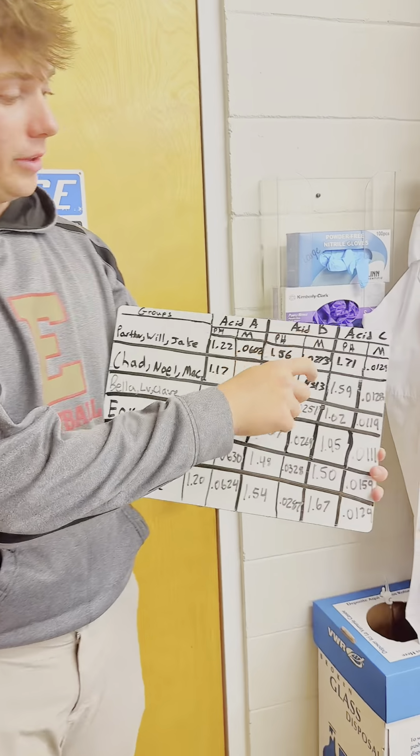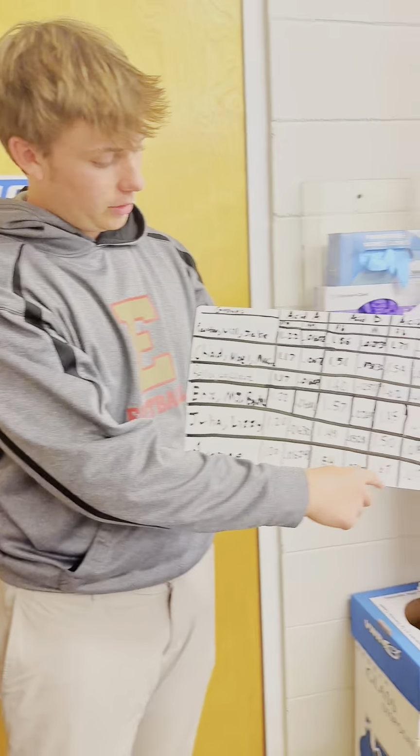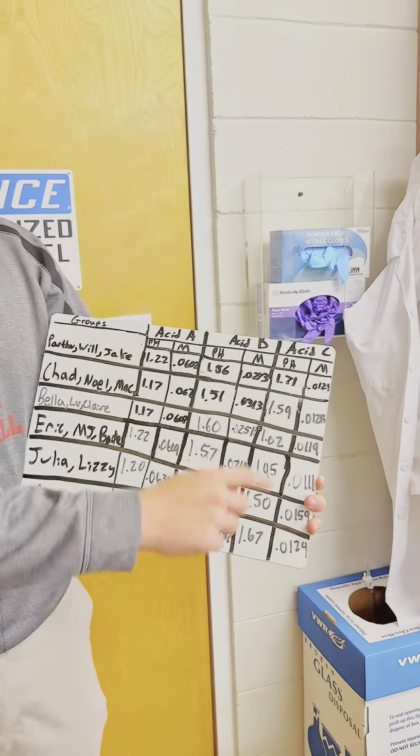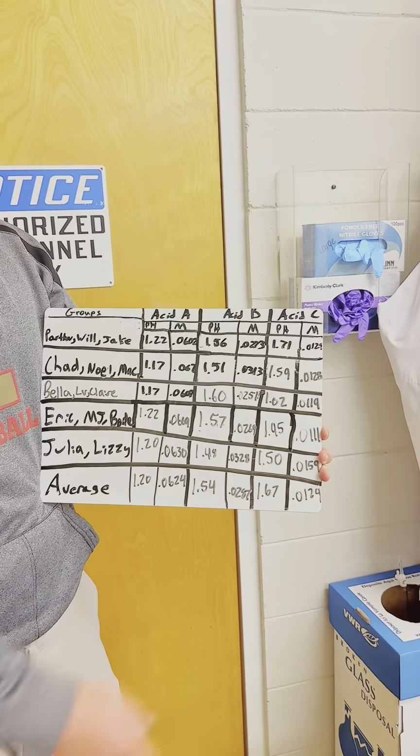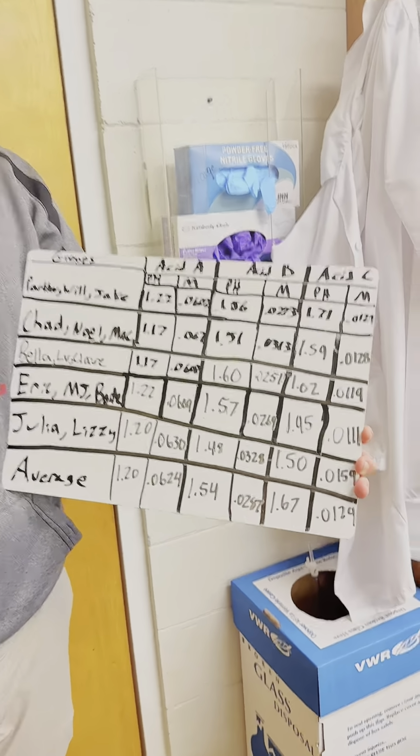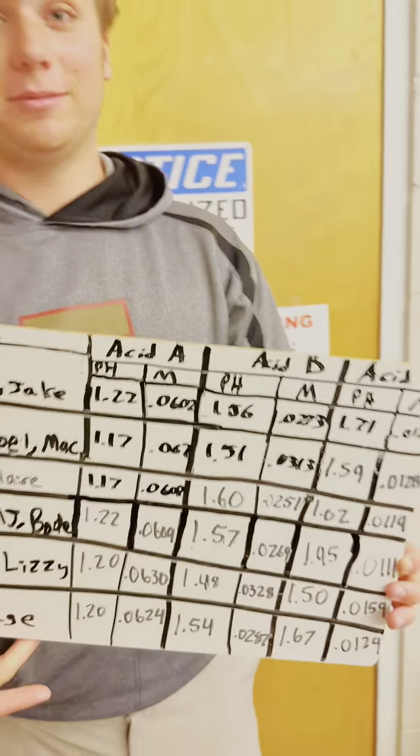Moving on to acid C, our pH was 1.71, very similar to all these, close to the average of 1.67. Also the molarity for acid C was 0.0129, which you can see is very similar to the other cities, and very close to the average of all the other cities. So I think we did a good job during our chemical spill.